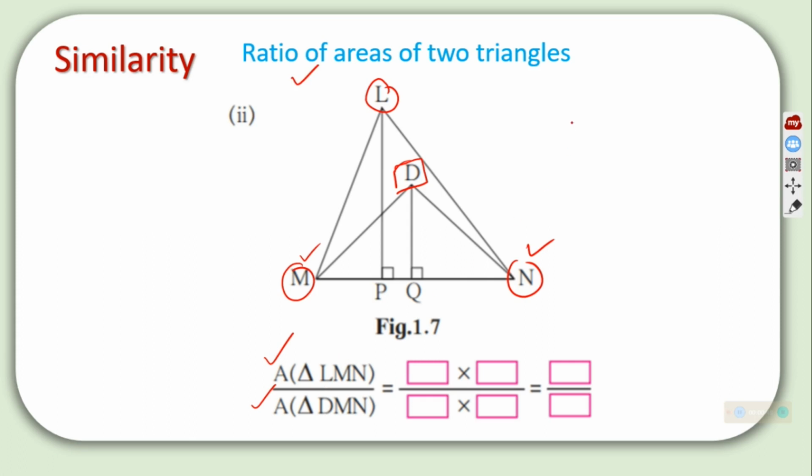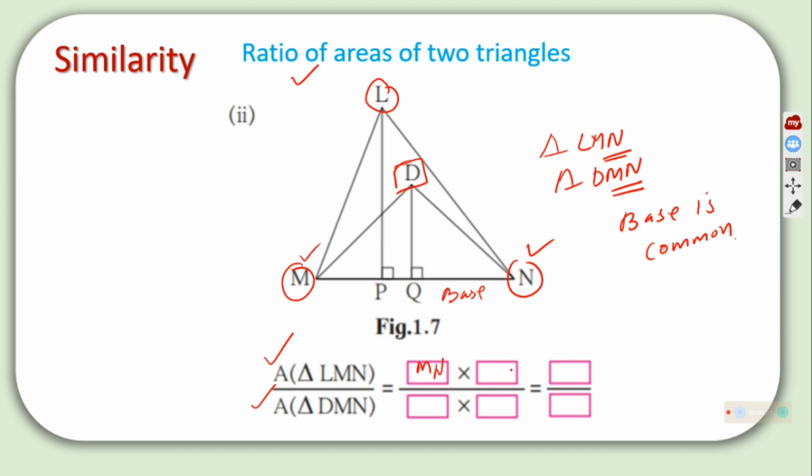So here we can say that there are two triangles, triangle LMN and triangle DMN. Here MN is same, that means base is same. Base is common. Earlier case height was common, here base is common. Now we will write area of triangle LMN, where we will write base, this is the base, so naturally base is MN into height of MN.